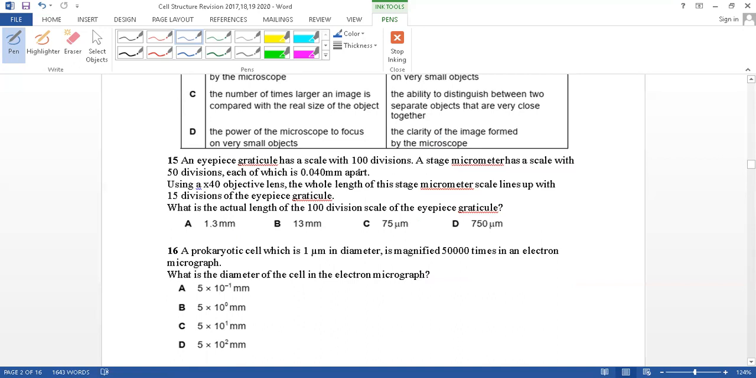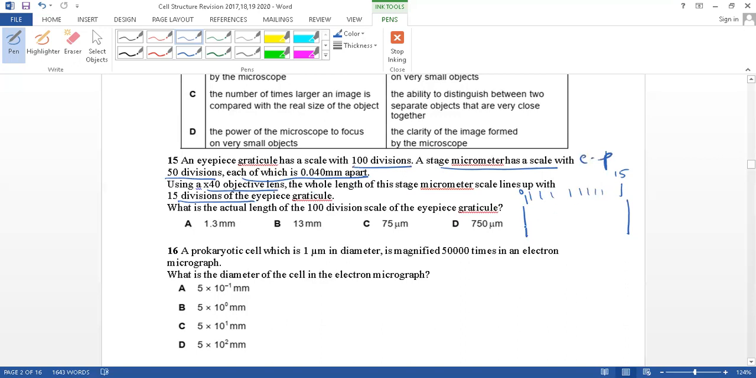An eyepiece reticule has a scale of 100 divisions. A stage micrometer has a scale with 50 divisions, each of which is 0.04 millimeter apart. Using a 40 times magnification of the objective lens, the whole length of this stage micrometer scale lines up with 15 eyepiece divisions.